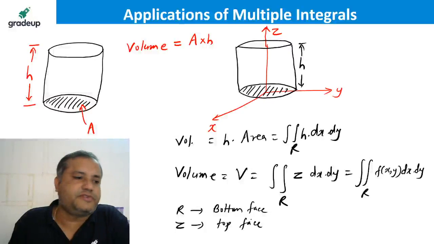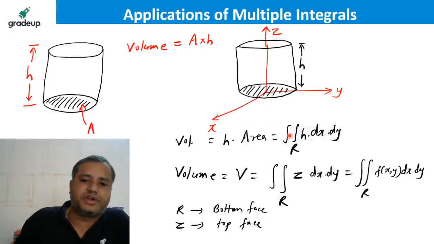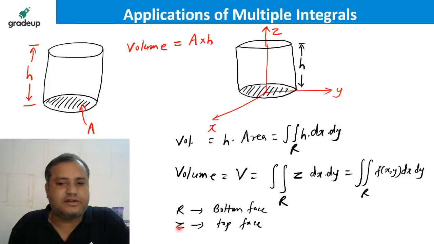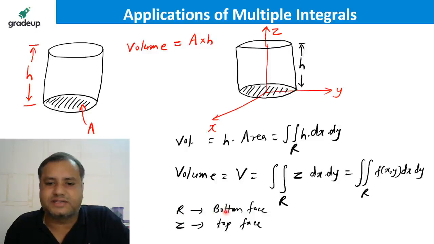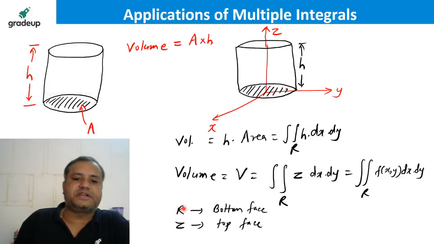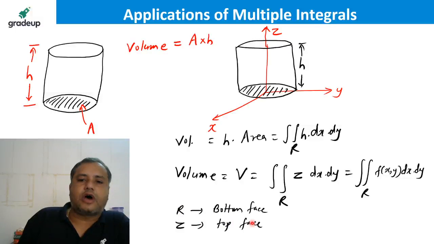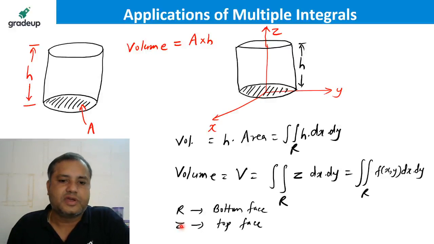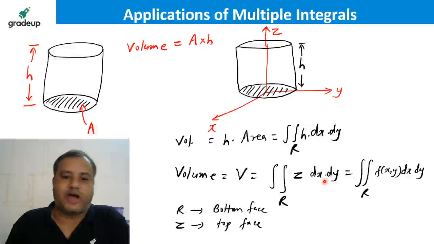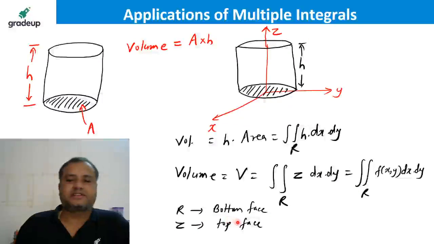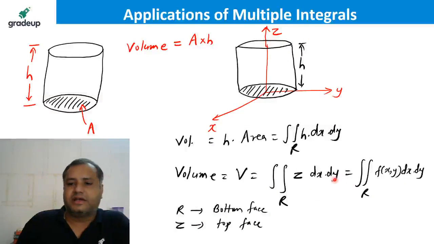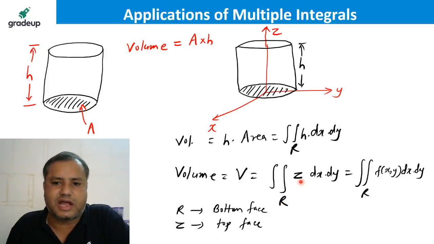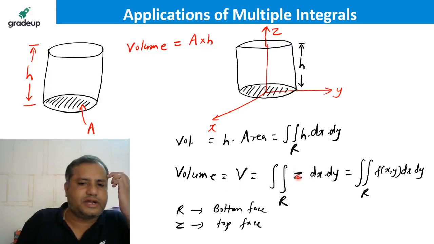If you are having a 3D shape, then of course you will be having one bottom face and one top face. So the bottom face is region R, which is present in the xy plane, and the top face is nothing but Z, which will be given in the problem. So Z will be given in terms of x and y always. So Z represents the top face, and following this formula, volume equals double integration over the region R, Z dx dy, you will be able to calculate the volume.